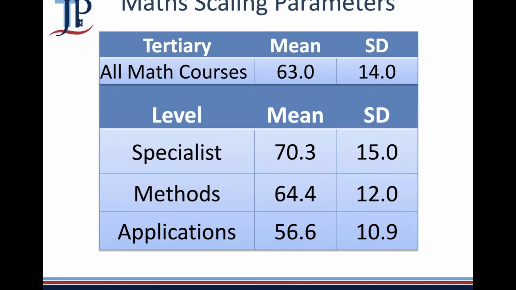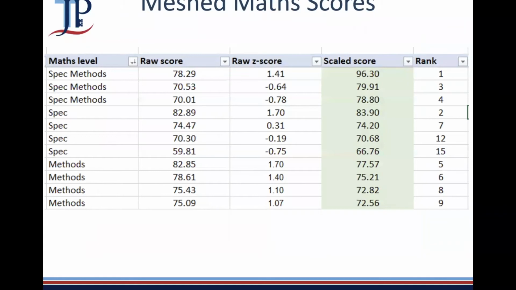And of course your Z-score might be higher if you're right at the top of the group. So we actually create means and standard deviations for each of the groups that you're in based on your results. This is an example of how it might look in a spreadsheet at the end of a semester. We just dump the data in straight out of the teacher's mark books. Here's my hypothetical example with 3 students in specialist methods, 4 in specialist, and some methods kids, and obviously the spreadsheet will be much bigger.